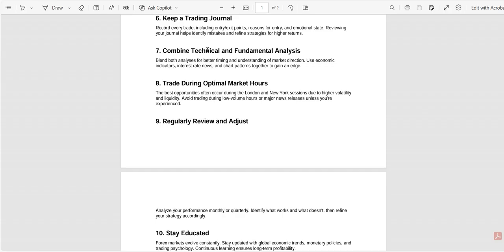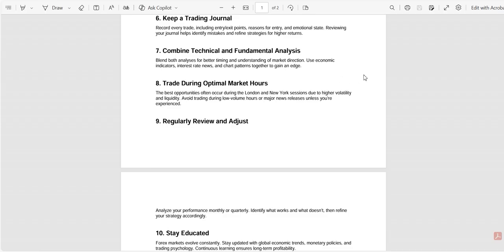Okay, combine technical and fundamental analysis. We spoke about this in the previous video, I forgot the title, but you can check it out. And what does it say here? It says blend both analyses for better timing and understanding of market direction. Use economic indicators, interest rate news, and chart patterns together to gain an edge.